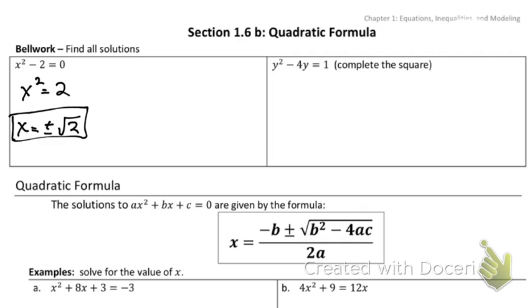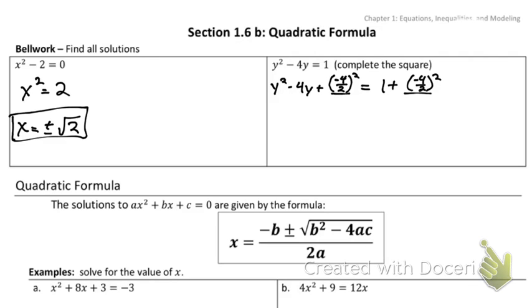So to complete the square, I actually want this one over here, because I want to complete the square on the left-hand side, and I want numbers on the other side. So to complete the square, we're going to have y squared minus 4y plus something equals 1 plus that same something. And that something is that b over 2 squared. Well, the b is negative 4. So it's going to be negative 4 over 2 squared. And over here, we'll also have negative 4 over 2 squared.